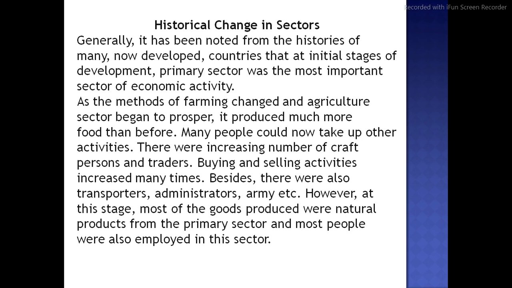As the method of farming changed, the agriculture sector began to prosper. It produced much more food than before. Many people could now take up other activities. There was an increased number of craftspersons and traders. Buying and selling activities increased many times. Besides, there were also transporters, administrators, army, etc. However, at this stage, most of the goods produced were natural products from the primary sector, and most people were also employed in this sector only.